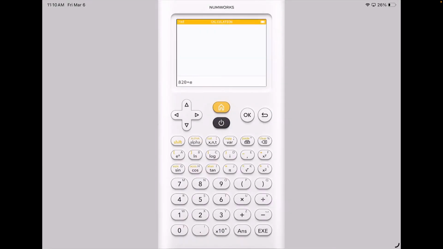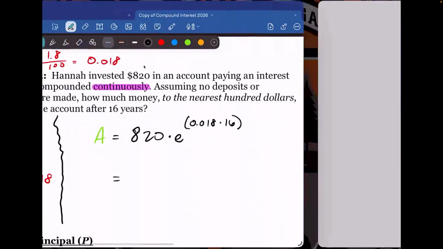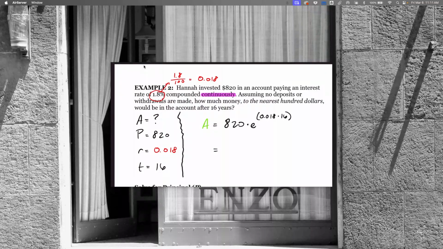And then we had, on our paper, 0.0, oops, let me put parentheses, 0.018 times 16, close parentheses. Enter. Write that number down. We're going to cut and paste that number. All right. So we're going to go back here, and I'm going to cut and paste.